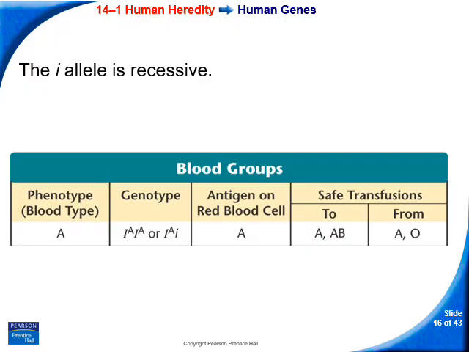Now, blood type A is safe to transfuse to blood type A and also to blood type AB, because AB is a universal recipient. However, if you're blood type A, you're only able to receive from blood type A and blood type O. As a matter of fact, blood type O is the universal donor.